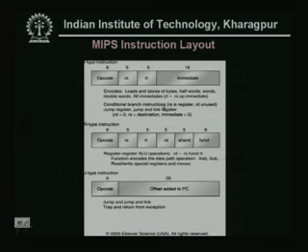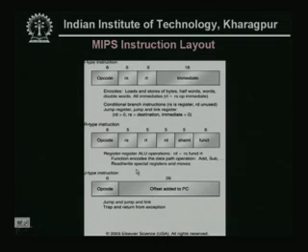Now, conditional branch instruction, RS is a register, RD unused, and jump register, jump and link register. Then the R type instructions: here there is the opcode, RS, RT, RD, the shift amount SHMT, and func. So, register ALU operations are RD, RS, func, RT.